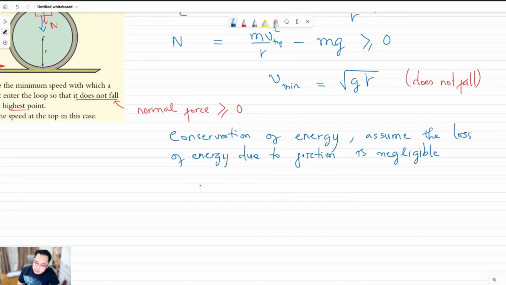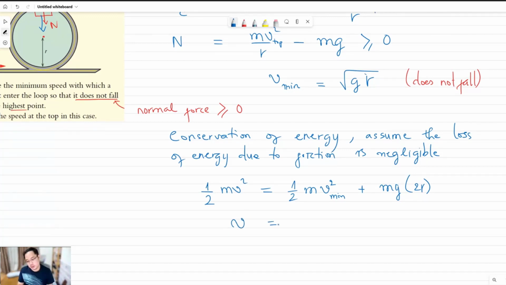Conservation of energy. At the bottom, initial energy is kinetic energy 1/2 m v square, this is v initial, and the potential energy is 0. We consider the ground potential to be 0. This is equal to the energy at the top, which is kinetic energy 1/2 m v top square, with v top the minimum speed, added with the potential energy, which is mg times the height. The height is twice the radius, the diameter of the circle, which is 2r. And therefore we can find the initial velocity.